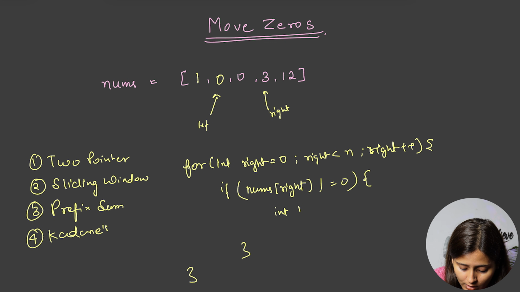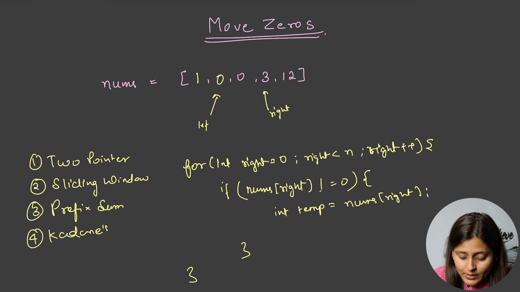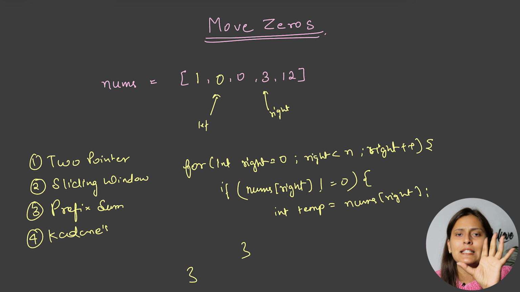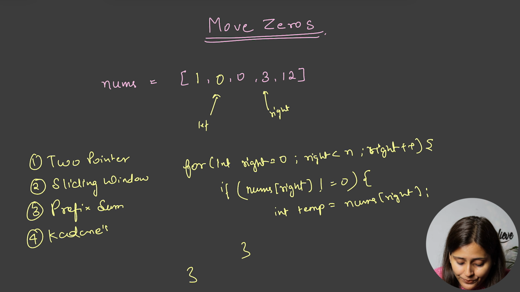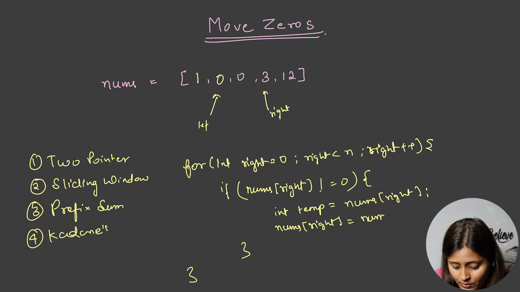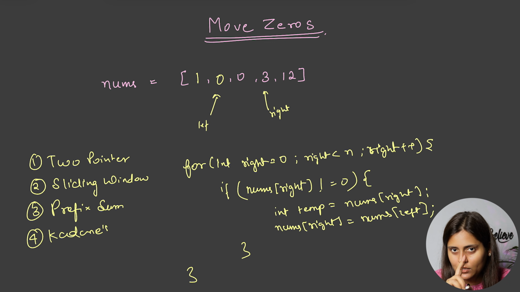We will store in a temp variable whatever is there at the right index. Because this is non-zero, but we don't know what the exact value is. And at nums of right, we would like to keep the number which is there at nums of left, which is nothing but 0 mostly, except in the base case where the left and right pointers point to the same element, meaning length is 1. We'll see that. So that is why we are not directly writing 0 here.